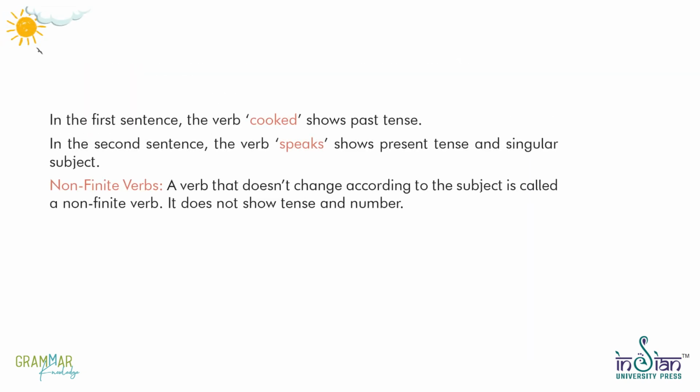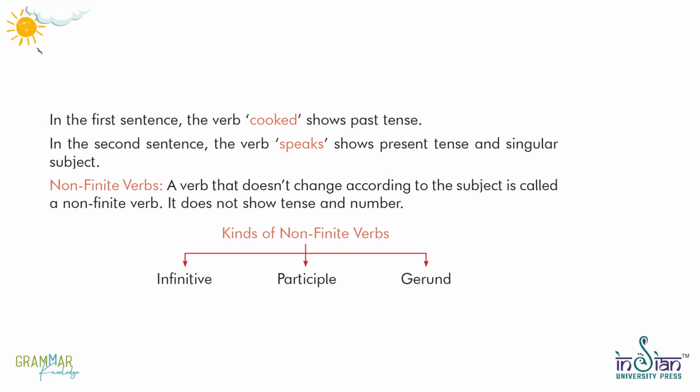In the first sentence, the verb cooked shows past tense. In the second sentence, the verb speaks shows present tense and singular subject. Non-finite verbs. A verb that doesn't change according to the subject is called a non-finite verb. It does not show tense and number. Kinds of non-finite verbs: infinitive, participle, gerund.